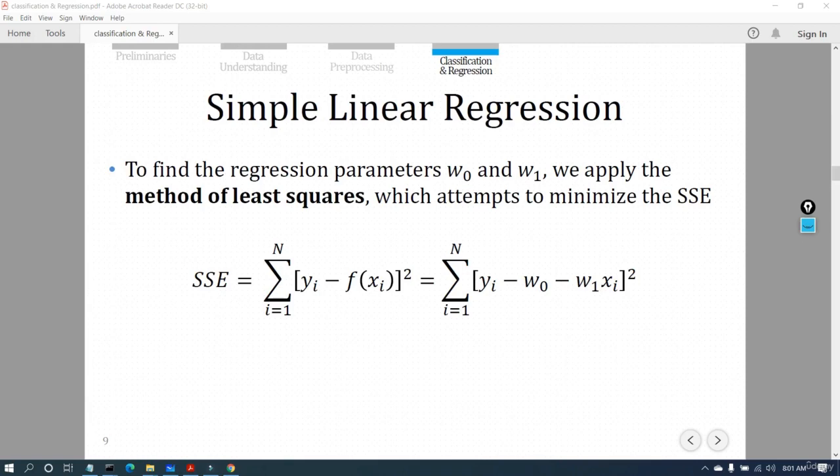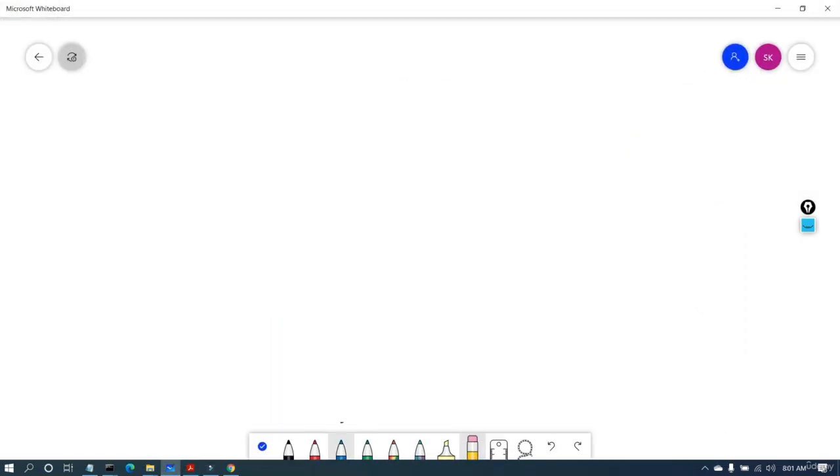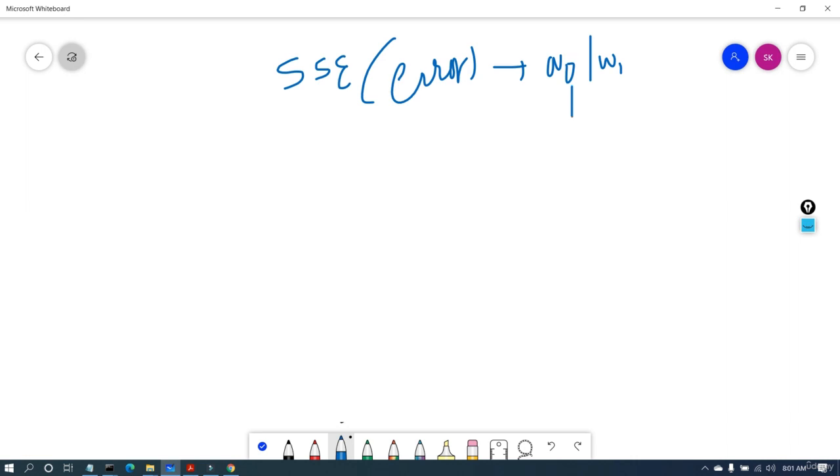So we have already discussed how to find the global minimum in the previous lecture. Let's revise a little bit and continue with our lecture. Here we can see if we plot the sum of squared error, which is nothing but our error, with respect to omega naught and omega 1, which is nothing but our y-intercept and our slope.